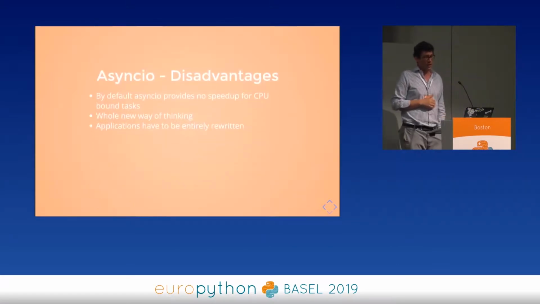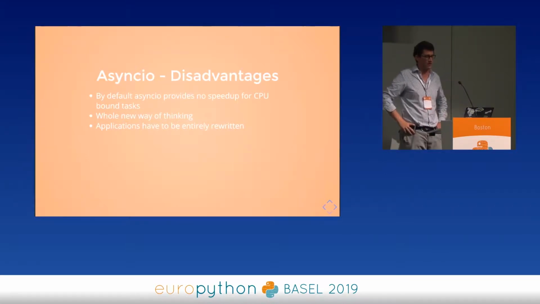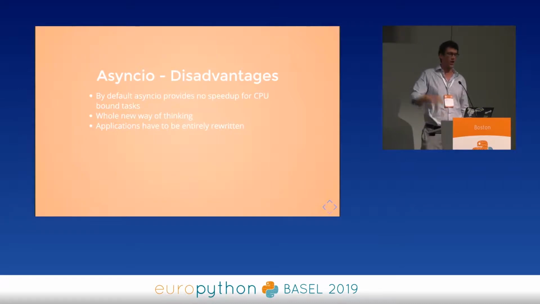Disadvantages: well, we don't get any speed up of CPU at all by using vanilla async IO, but the real problem is a whole new way of thinking, and in general you have to rewrite applications. It's possible in theory to adapt them, but in general I think you basically have to abandon an existing project and start again if you're going to start using async IO all over the place. You might be able to get away with using it in a few places, but in general it's a whole new rewrite.